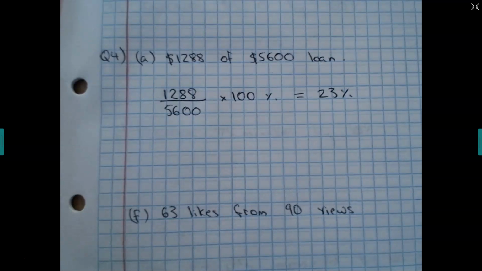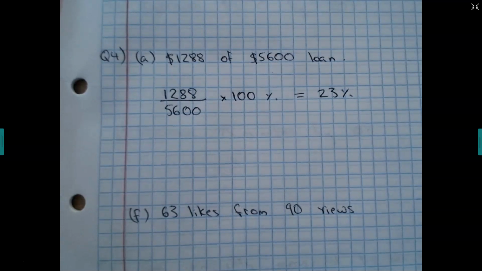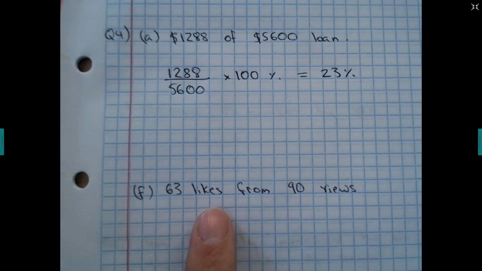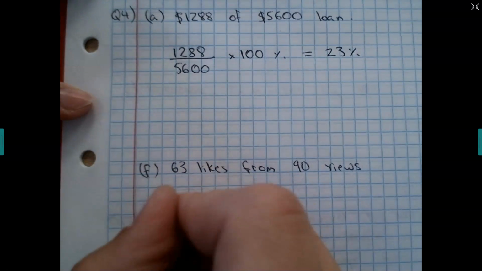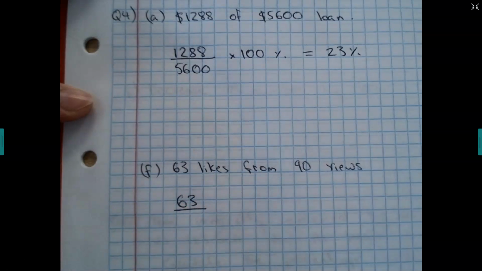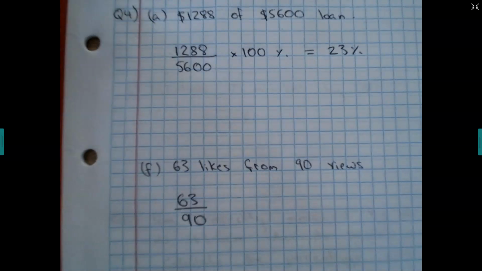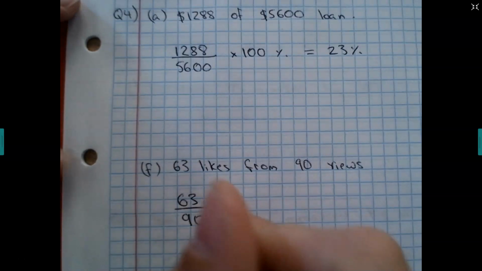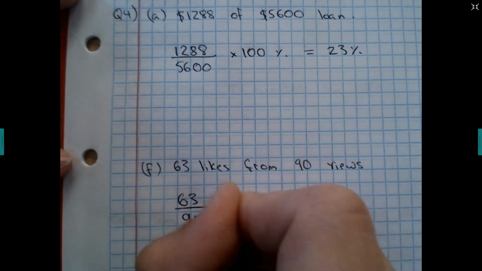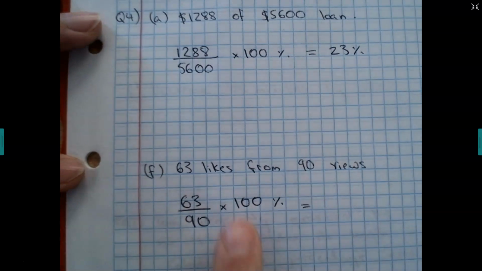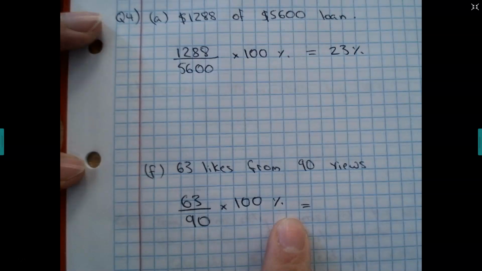Alright, now, with my YouTube videos that I've been posting for these lessons, I get 90 views, and 63 of those views are likes. So if I want to know what percentage of viewers have liked my video, I would go 63 over 90. Alright, that's the fraction of how many people have liked it of the viewers. And then to convert that to a percentage, I multiply by 100%. I multiply by 100, and that gives me the percentage.